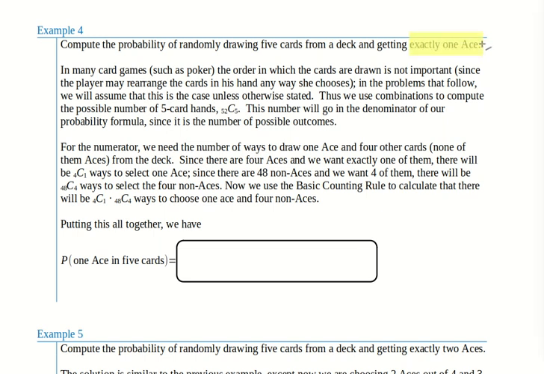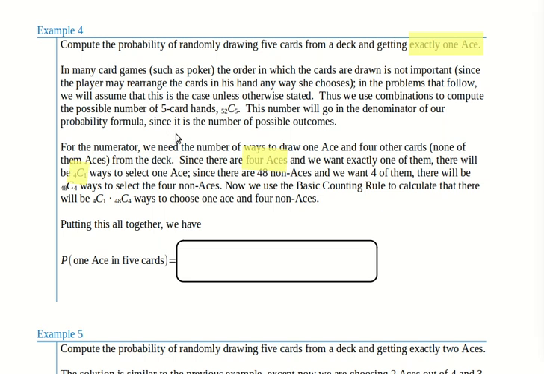So we're first going to count the number of ways of drawing 1 ace, and we're going to multiply that by the number of ways of drawing 4 other cards that aren't aces. So there's 4 aces in the deck, and we want exactly 1 of them. That's relatively simple. Among those 4, we want to count the number of ways that we can draw 1 of them.